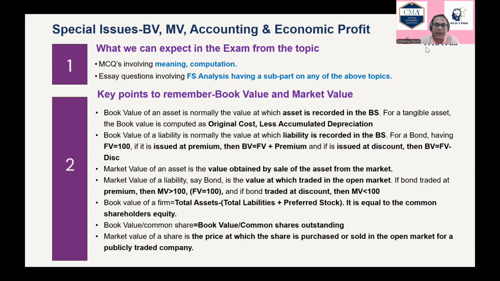When we talk about the market value of an asset, it is a value obtained generally by a sale of the asset in the market. When we talk about the market value of a liability, say a bond, it is generally the value at which it is traded in the open market. So if the bond is traded at a premium, then naturally the market value will be greater than 100, when 100 is taken as the face value. And if the bond is traded at a discount, the market value will be less than 100.